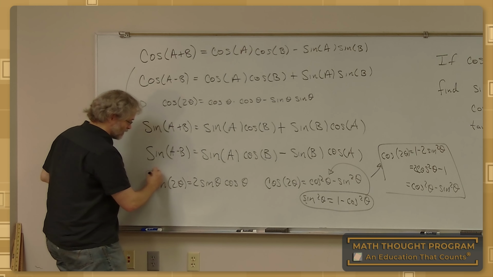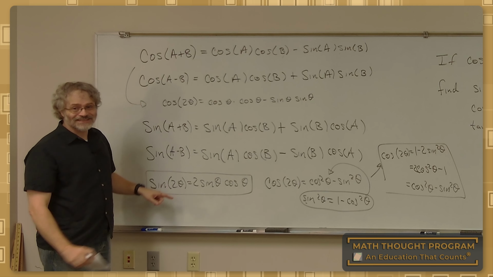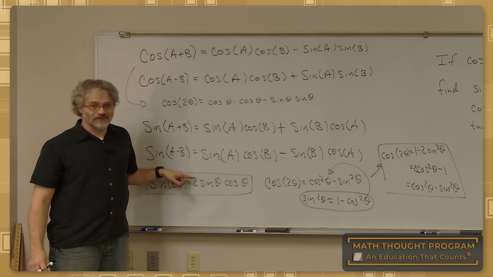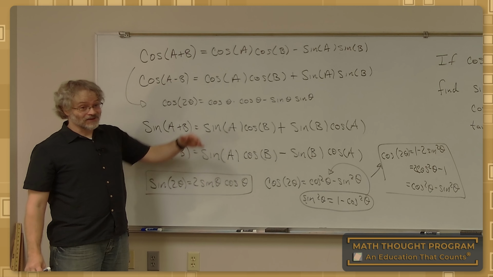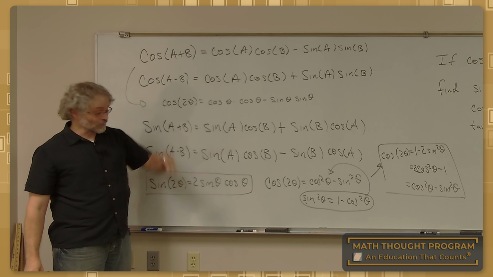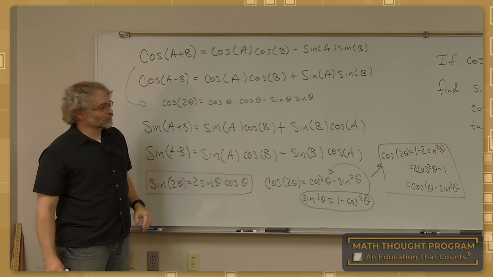Here are some additional identities that you're going to need to know. The sine of 2 theta, if you're going to be taking a calculus class later on, this thing is golden. In terms of how it's used in a calculus class, the Pythagorean theorem is cream of the crop, and this thing is right below it. This is very, very important.